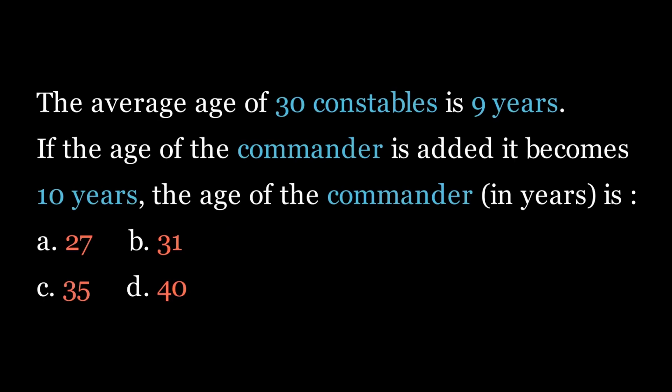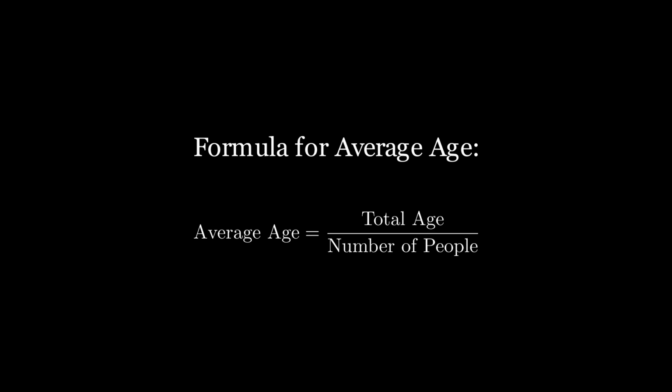So this is how you get the age of the commander. If you come across this type of question, just remember to use this formula. If we need to find the average age, or the number of people, or in general the total age, we can apply this formula, do the cross multiplication or division, whatever the question is asking, plug in the values, and we will have our final result.